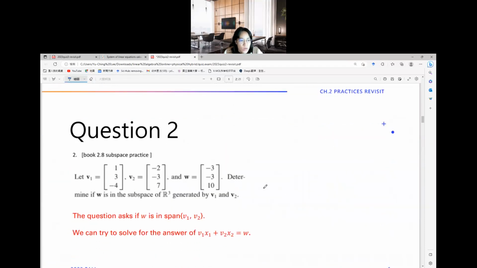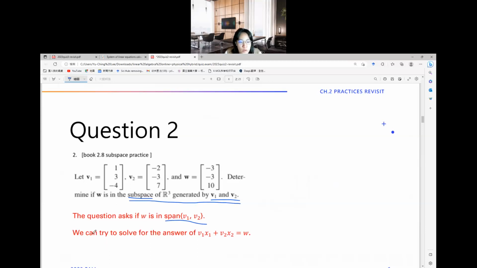Question 2. Let V1, V2 be these two vectors and W be this vector. Determine if W is in the subspace generated by V1 and V2. Basically, subspace generated by vectors means the span of these two vectors. So the question is asking us if vector W is in the span of V1 and V2.